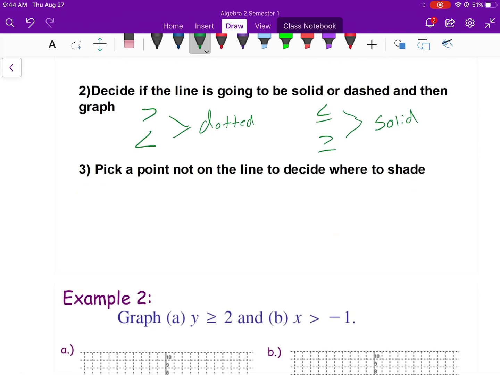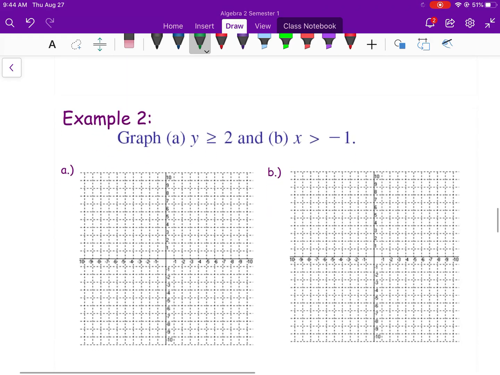Then from there we're going to pick a point not on the line to decide where to shade, because if we pick something above or below that line, you're going to plug that point in and see if it's true. If it's true, that's the area you're going to shade. If it's false, you shade the opposite side of that line.